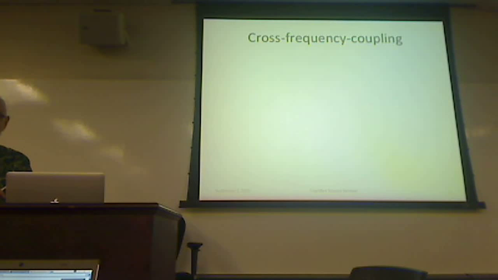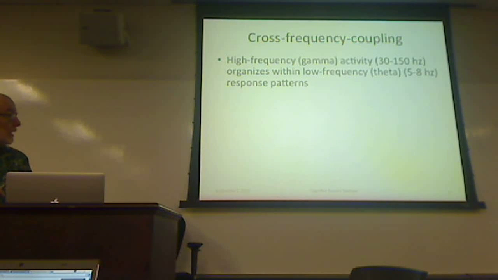And cross-frequency coupling happens routinely in lots of places in brains. A high energy activity, that's gamma, ranging from 30 to 150 hertz, organizes within low frequency theta response patterns. That's 5 to 8 hertz.